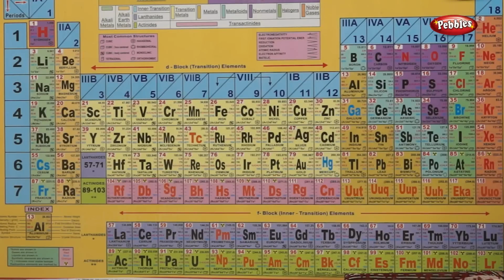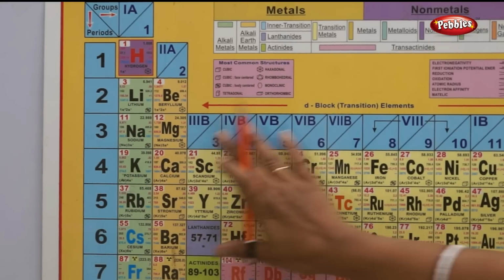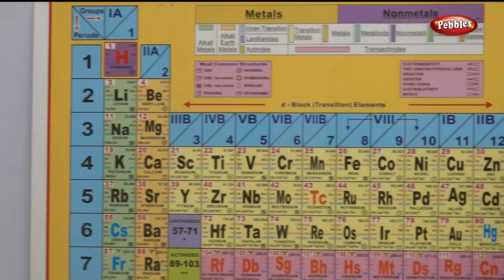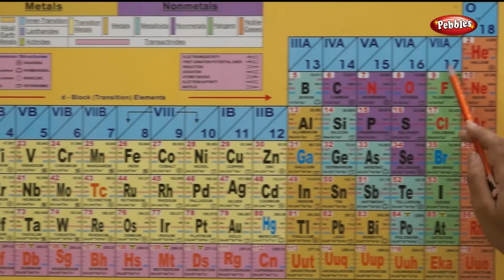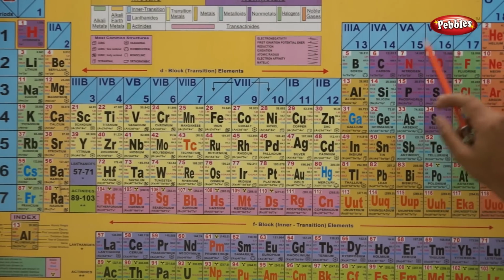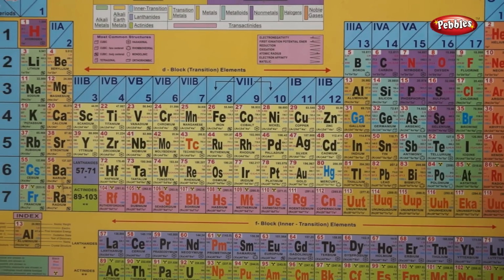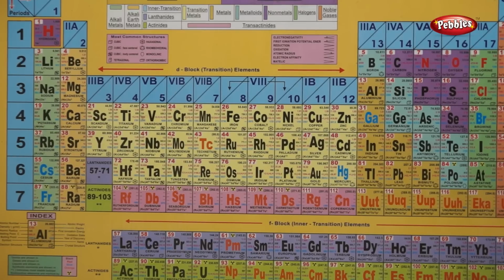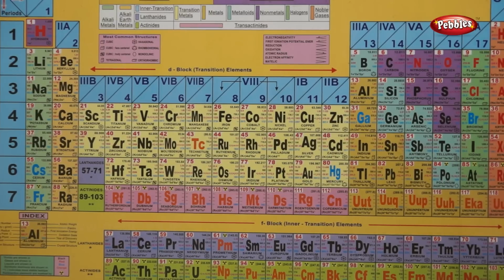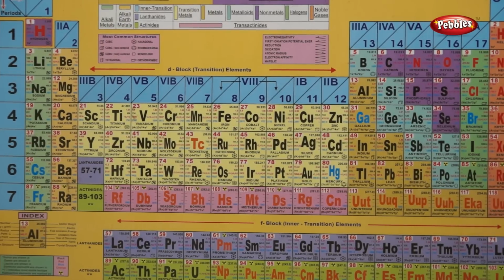Now these groups are called normal elements. Why am I saying normal? Because they are behaving normally, not like the in-between elements. So groups 1, 2, 13, 14, 15, 16, 17 are called normal elements. In normal elements, only the last orbit is incomplete; other orbits are complete.